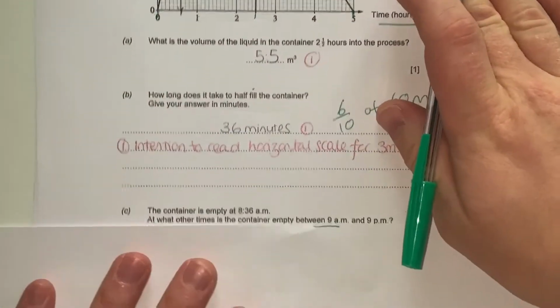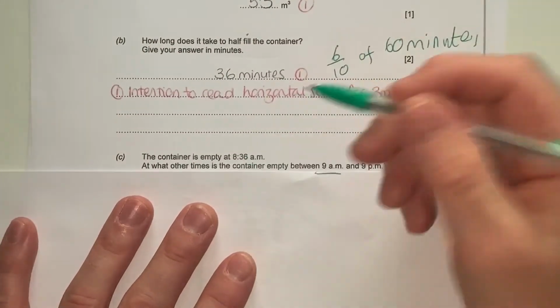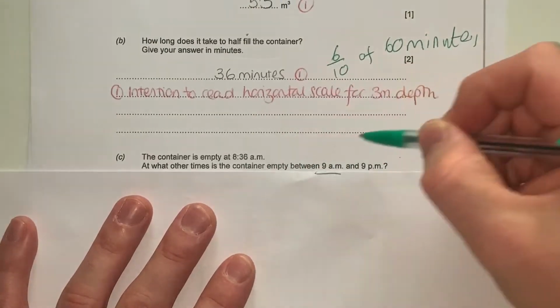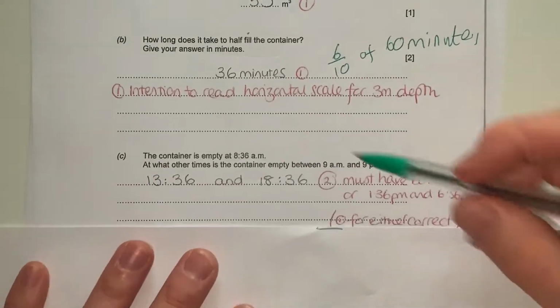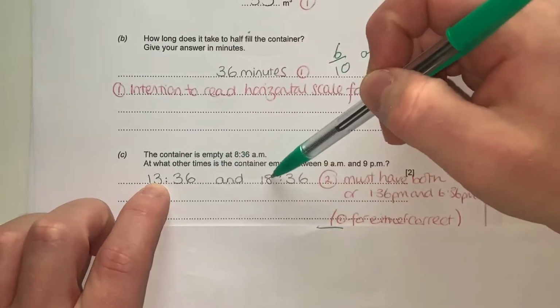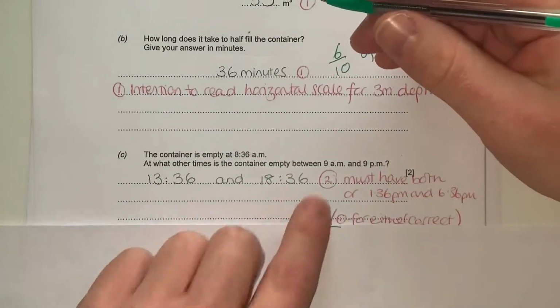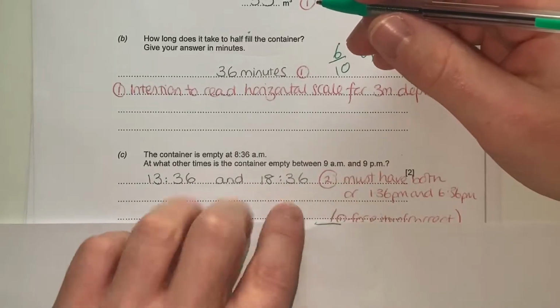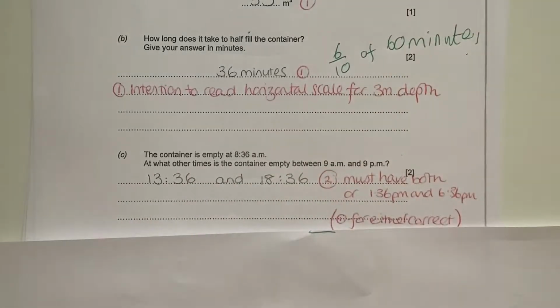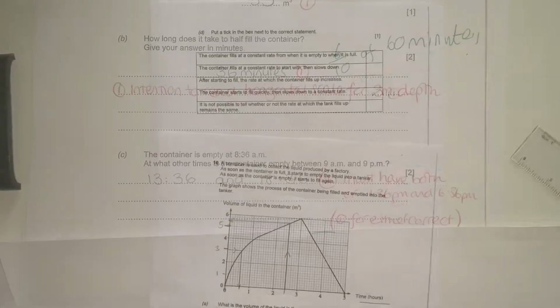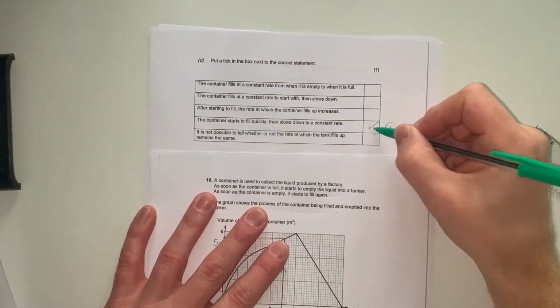So if we know at 8:36 is when it is empty, every 5 hours is when it'll be empty again. So hence where the 13 came from and the 18, I've just added on 5 to the hours twice, okay? Because it's between 9 a.m. and 9 p.m., you've got to have both for your workings. Or for the mark, sorry. Okay, for this one here then, how have I come to this conclusion?